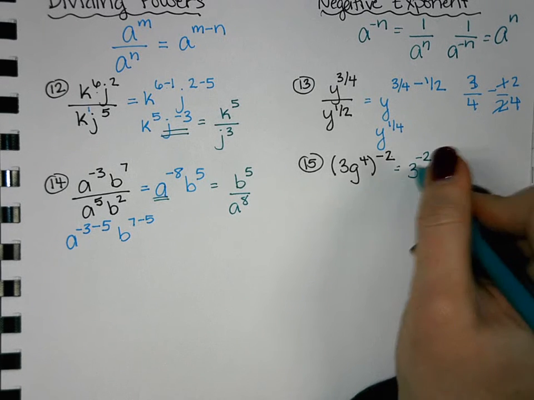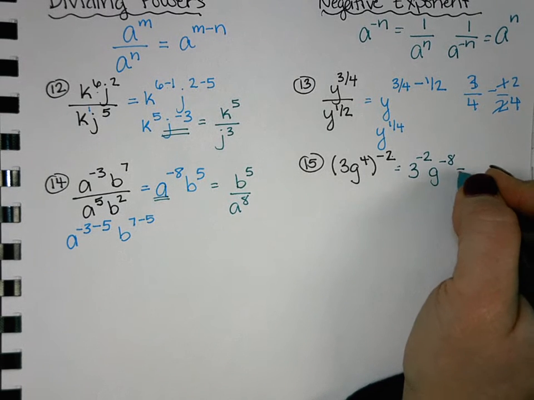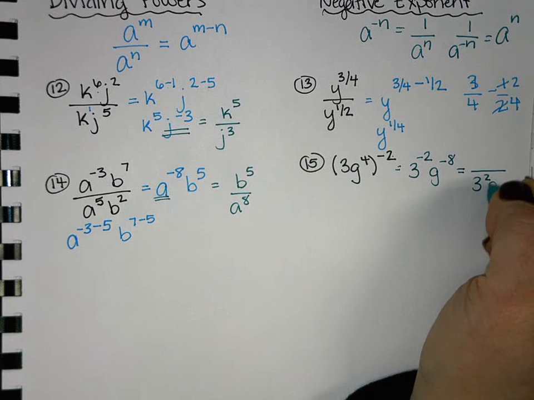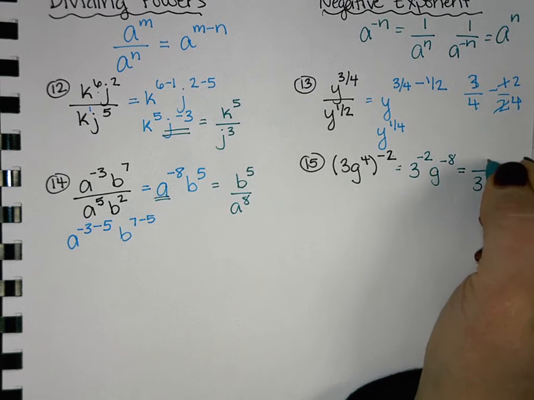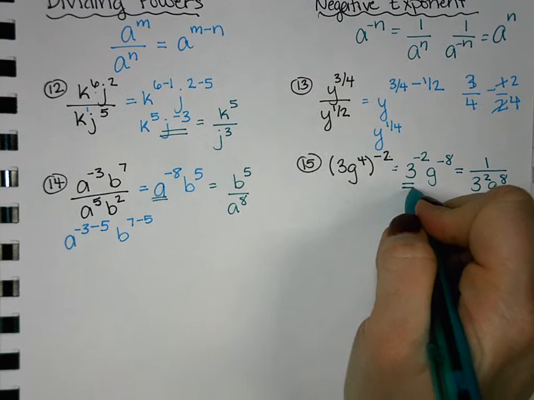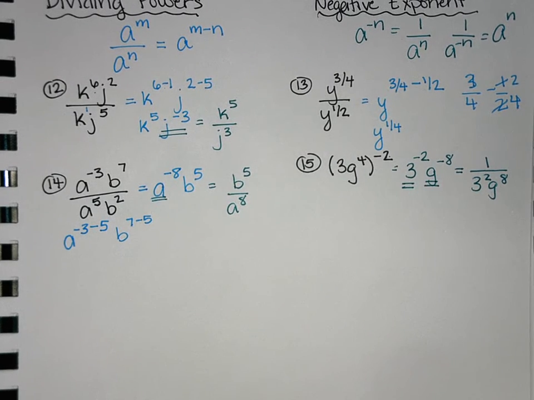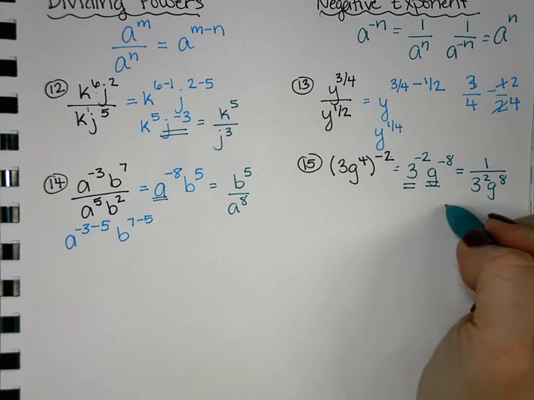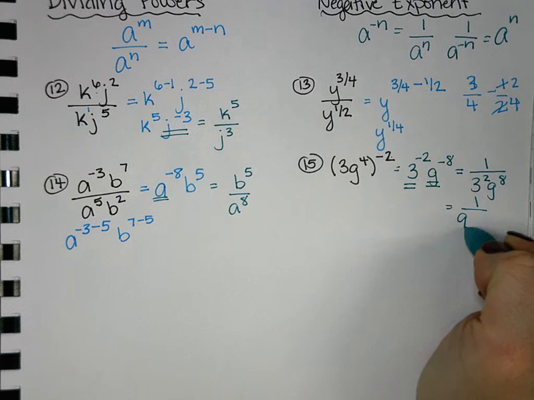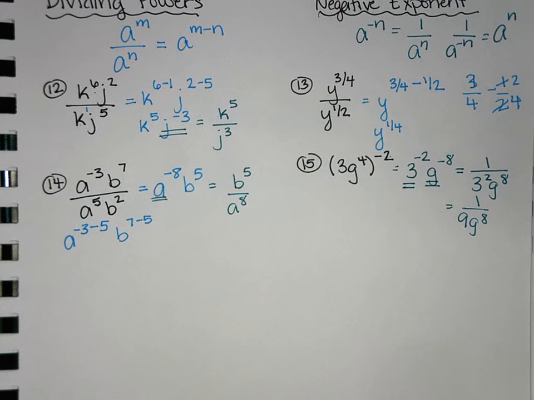But both of these are negative, so when both of them are negative, they both have to go to the bottom. And if everything goes to the bottom, we have to put a 1 placeholder on top. So since both of these had the negative, we had to move them both. The last step here would just be to square 3, so 1 over 9g to the 8th.